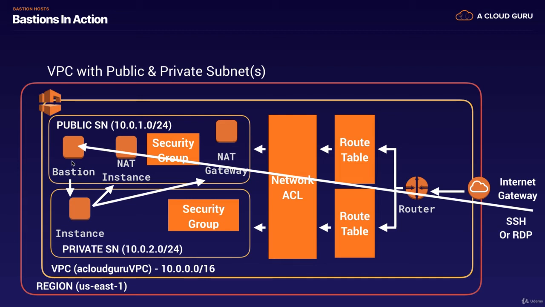So that's all a Bastion is. It's a way of SSHing or RDPing into your private instances in your private subnets. And you essentially just focus on hardening this Bastion host. And you can get Bastion host AMIs from the AWS AMI community marketplace as well.